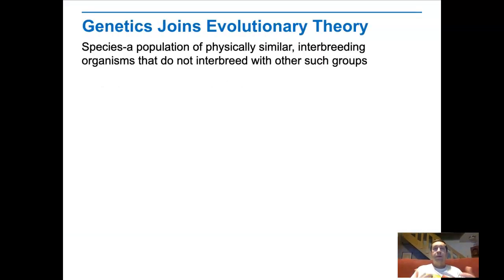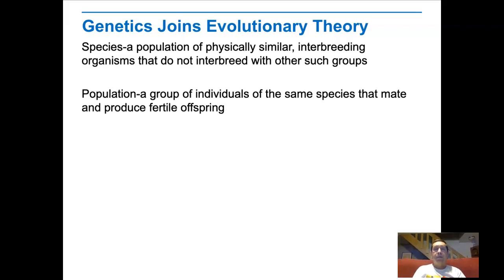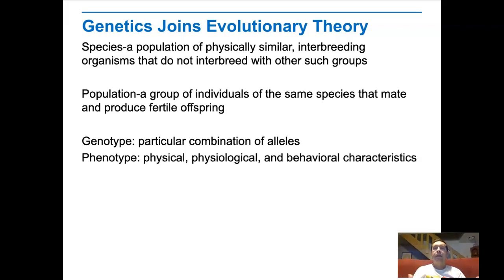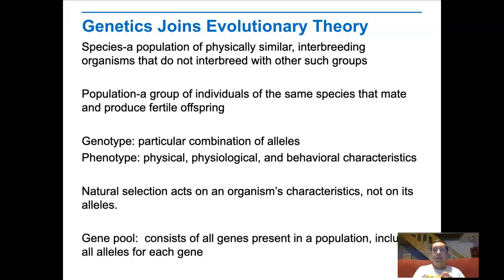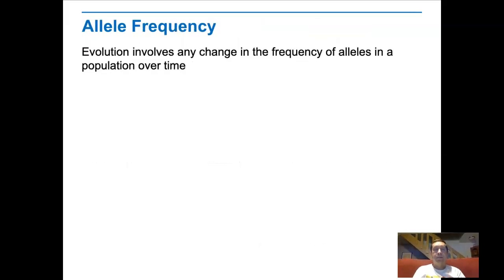So, just a reminder, a species is a population of physically similar interbreeding organisms that do not interbreed with other such groups. They can interbreed and produce fertile offspring. A population is a group of individuals of the same species that mate and produce fertile offspring. Reminder, genotype is a combination of alleles, and phenotype is the physical, physiological, or behavioral characteristics that are coded for by the genotype. Natural selection acts on an organism's characteristics, its phenotype, not on its alleles or genotype. And a gene pool consists of all genes present in the population, including all alleles for each gene.